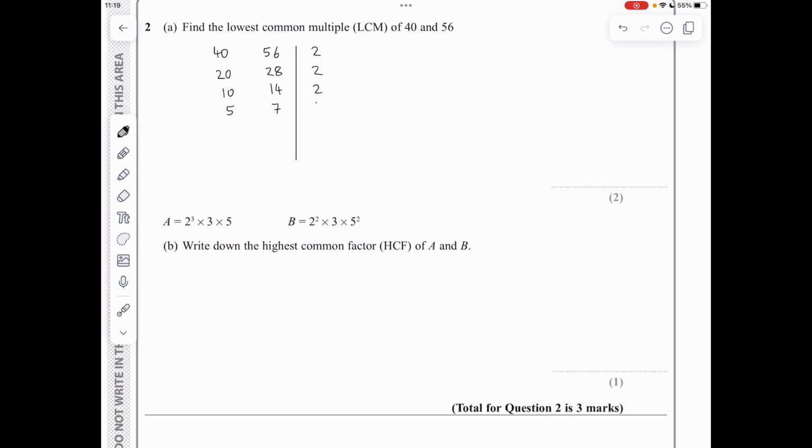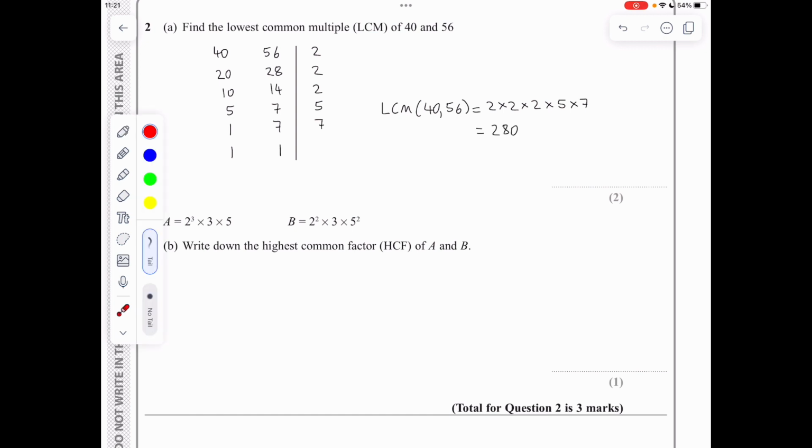I will now divide by 5, so 5 divided by 5 is 1. 5 does not go into 7, so I'm left with the 7. And I will divide by 7, the 1 is 1. 7 divided by 7 is 1. And therefore the LCM of 40 and 56 is given by 2 times 2 times 2 times 5 times 7. In other words, the product of all the prime numbers I've written here. And this gives an answer of 280.